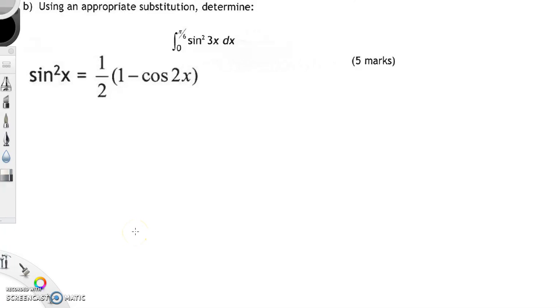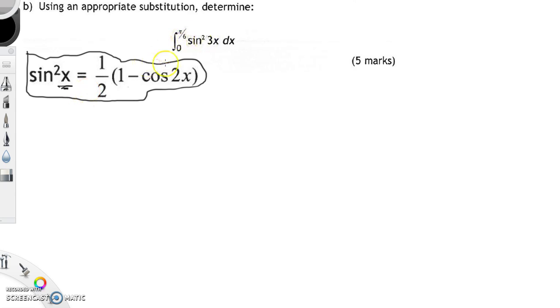Right, so using an appropriate substitution, determine this integral here. We have limits from 0 to pi over 6, and the function is sine squared 3x dx. Well, whenever you see sine squared, we use this substitution, which I got from the back of the exam paper. We can apply this, except in our case, instead of x, we have 3x.